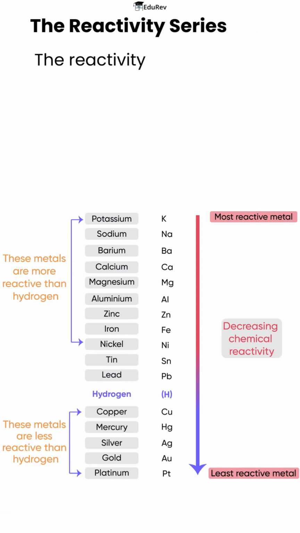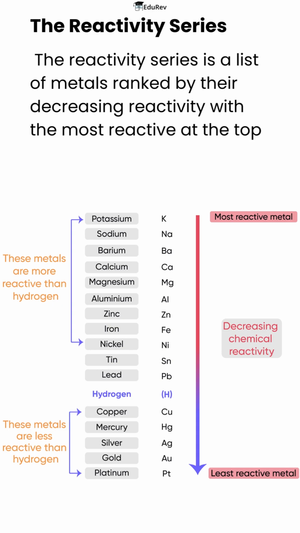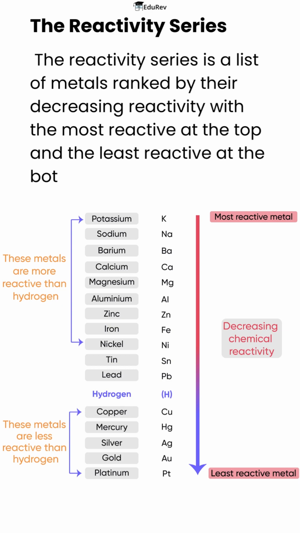Reactivity series. The reactivity series is a list of metals ranked by their decreasing reactivity, with the most reactive at the top and the least reactive at the bottom. When a more reactive metal is placed in a solution of a less reactive metal's compound, it will displace the less reactive metal from the compound and form a new compound.